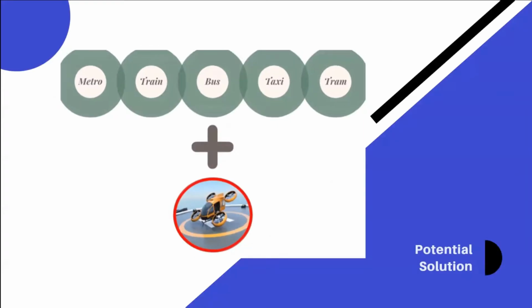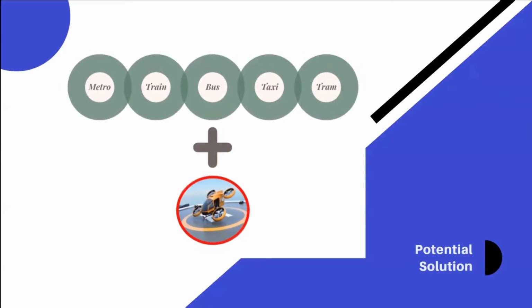So right now, what are the ways of transportation in urban areas? We have metros, trams, buses, taxis, right? But now I'm saying we will be introducing a new term, which is eVTOL. These are electric vehicles which take off and land vertically. Okay. So this could be a potential solution to all the problems I mentioned before.